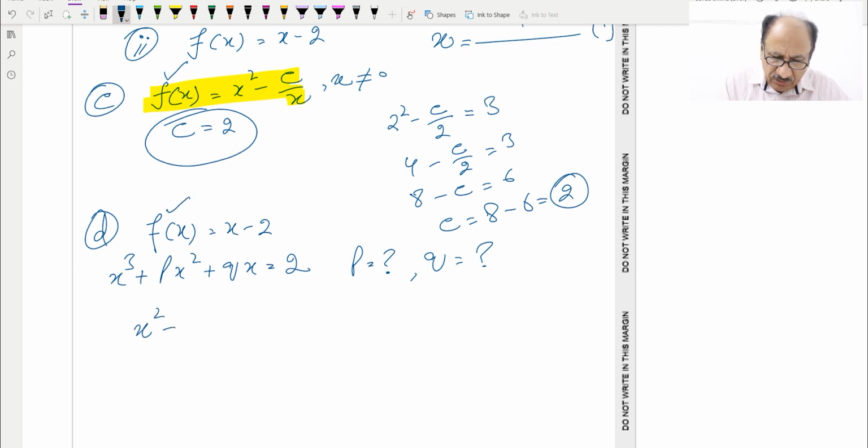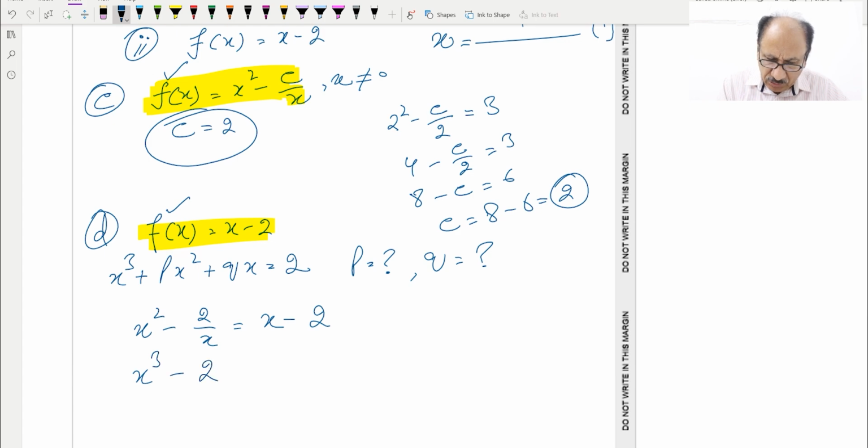x square minus c value is 2, so 2 over x is equal to x minus 2. We are equating this equation and this equation. Hopefully you are understanding. And now we will be just simplifying, multiply everything by x, so we'll get x cube minus 2 is equal to x square minus 2x, and further we are just shuffling: x cube minus x square minus 2x is equal to 2.